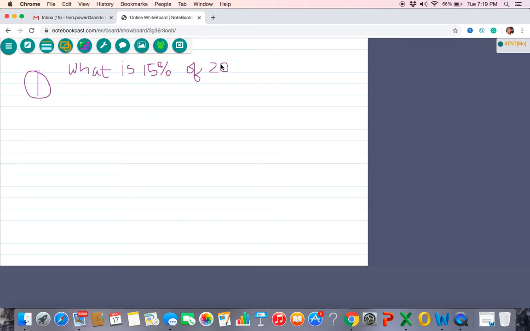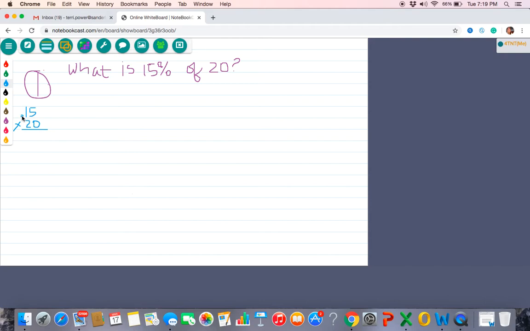Now, if you remember earlier in the year, we did, let me give it a question mark, because it is a question. Earlier in the year, we did something like this. This is what we did in the past. We converted 15% to a decimal, 0.15, and we multiplied it by the 20, like this. So there's my decimal, you see that?